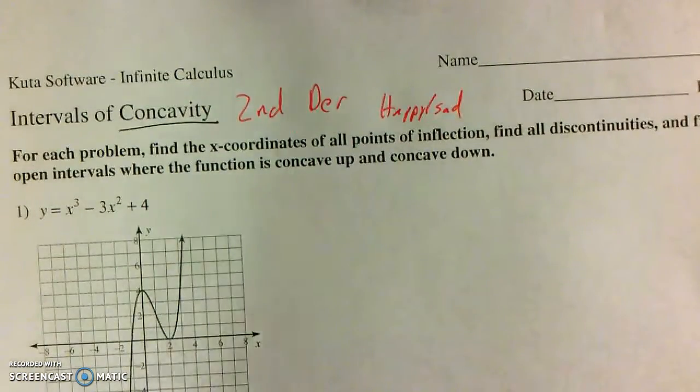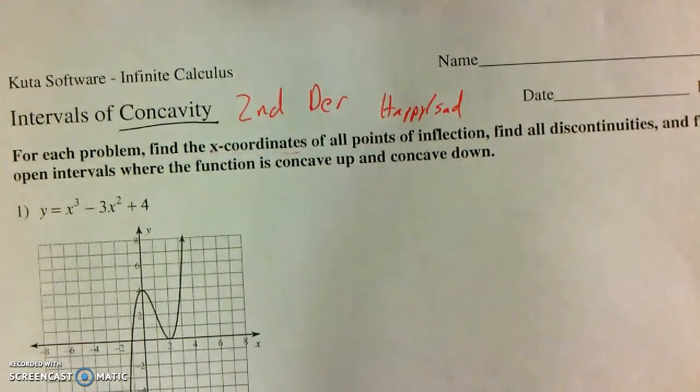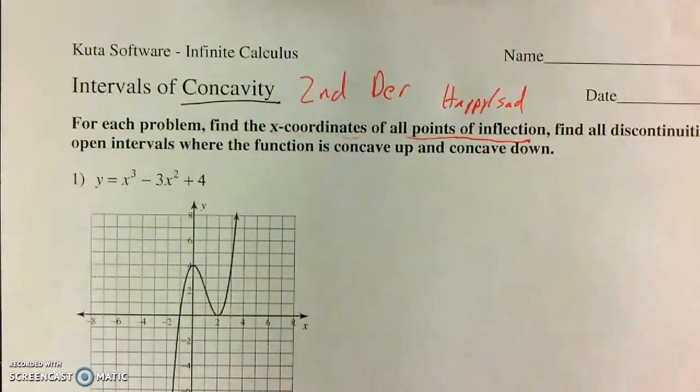Alright. So we want to find the x coordinates, just the x values, for all the inflection points. Inflection points are wherever it changes from happy to sad or sad to happy. And then we're going to find any discontinuities and find the open intervals where the function is concave up and concave down.